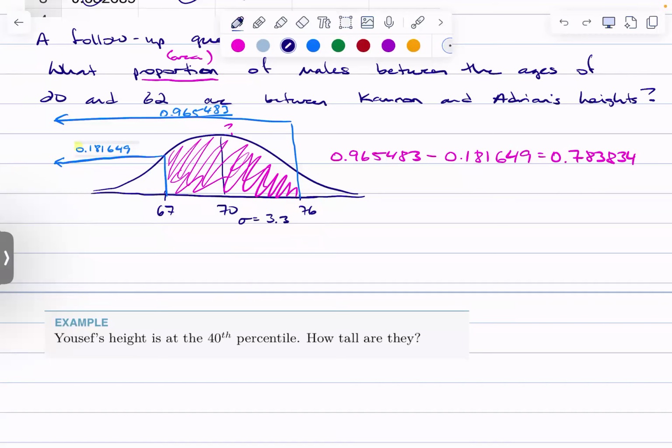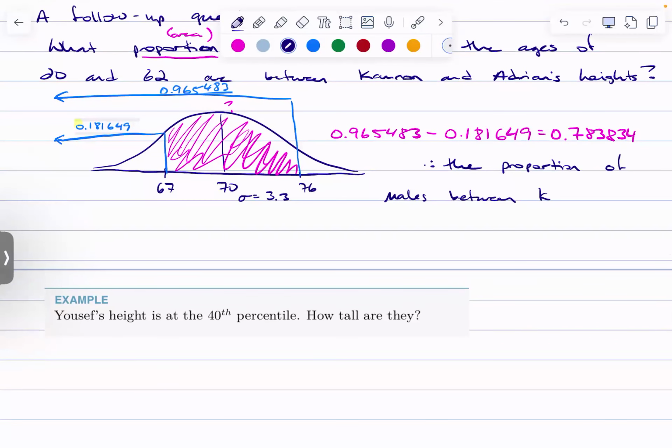Okay? So therefore, the proportion of males between Cameron and Adrian's heights is 0.783834.